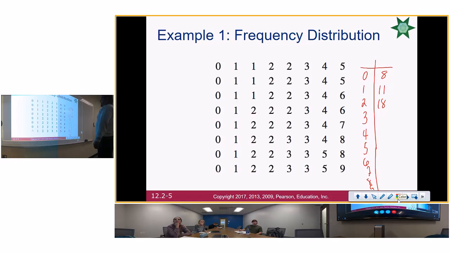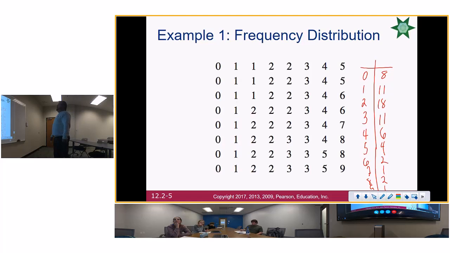And how many 3s do I have? Well, 1, 2, 3. We know that's 8. That's 11. 4: 1, 2, 3, 4, 5, 6. 5: 1, 2, 3, 4. 6, 2. 7, 1. 8, 2, and 1.